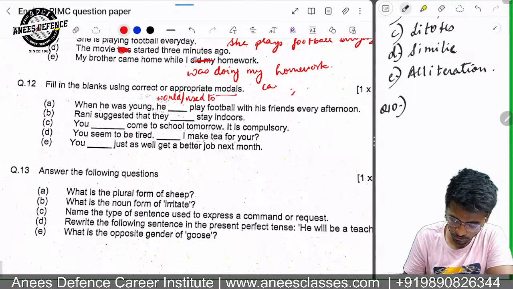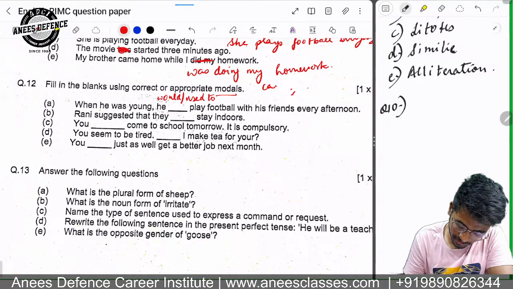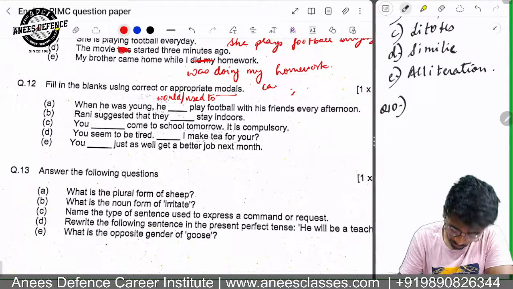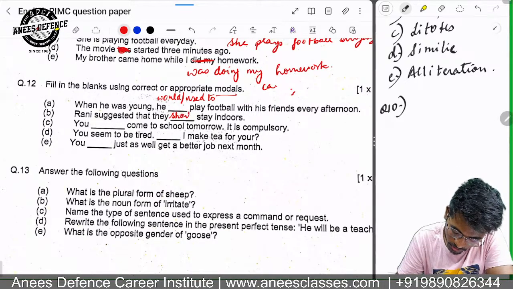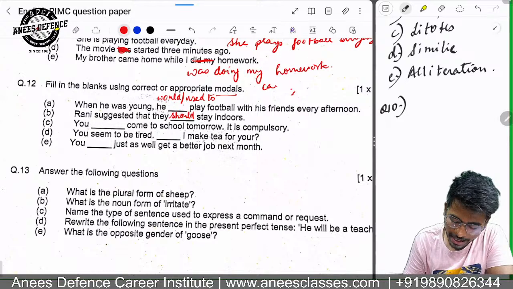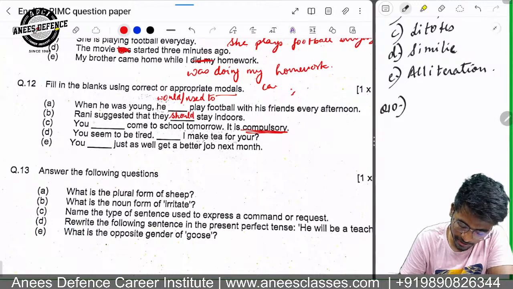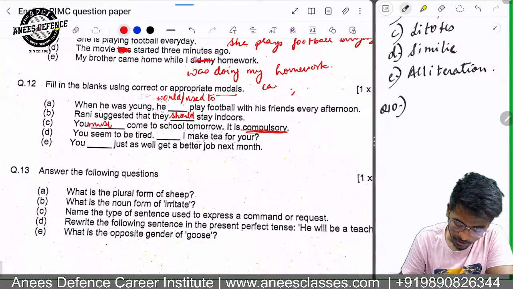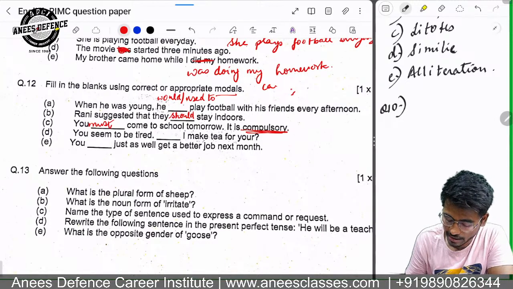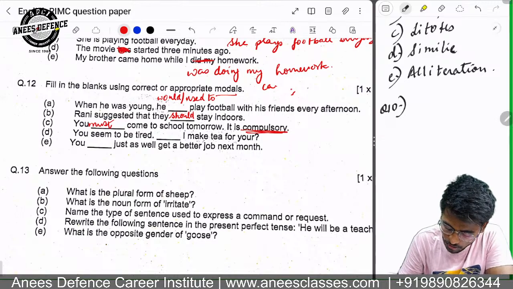Both are correct. Okay. Rani suggested that they dash stay indoors. Now it's a suggestion, so you'll write here should. They should stay indoors. You dash come to school tomorrow. It is compulsory. Now it is compulsory लिखा है ना, so it is something must. So you'll write here must. You seem to be tired. Dash I make tea for you.